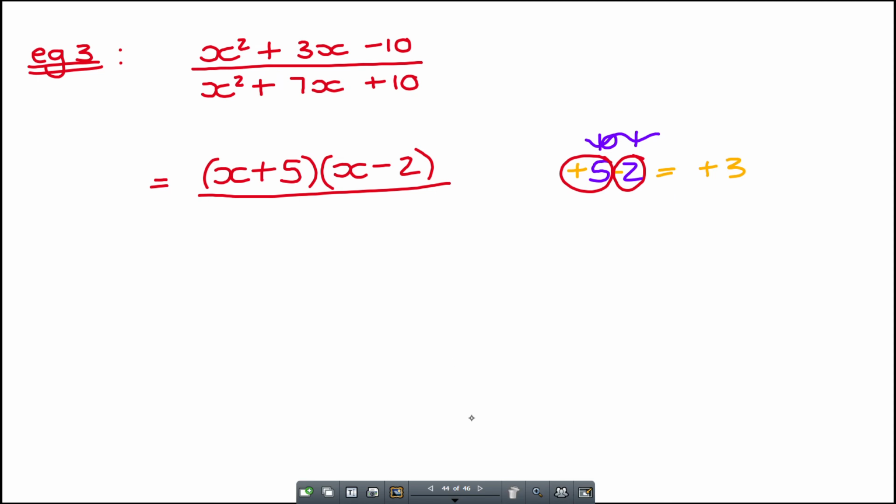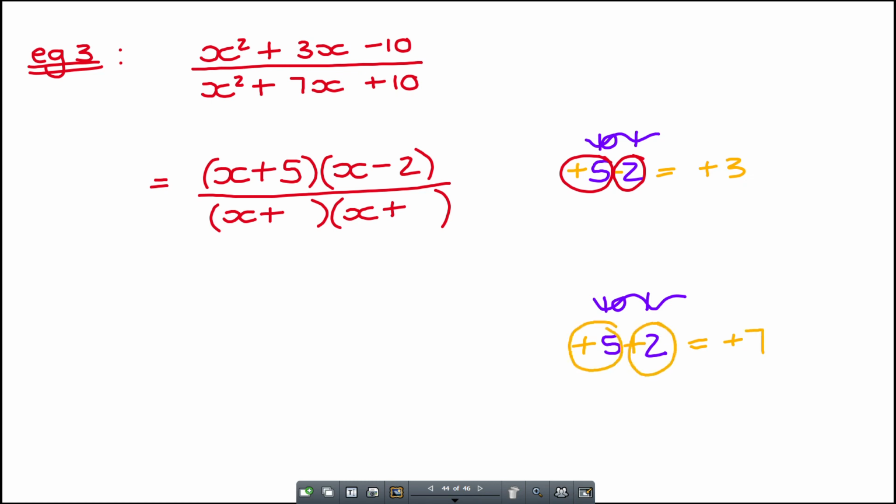So at the bottom, I'm going to have x plus something and x plus something. Now I'm going to use factors of 10 to get positive 7. Now 10 will be 10 times 1 or 5 times 2. Can I use the 10 and the 1 to get to 7? But positive 5 plus 2 will give me positive 7. And that's how I knew: plus 5 plus 2. Do you get it? Everyone fine?